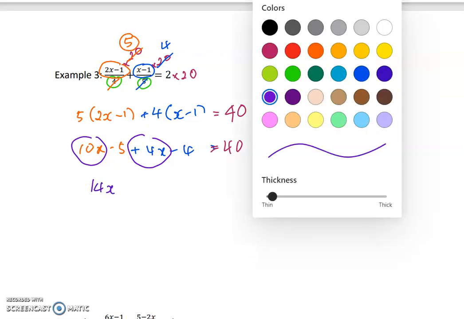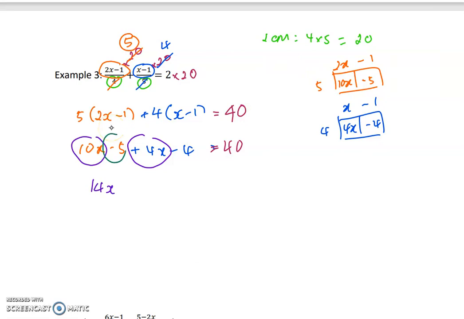Alright, and we will have negative 5 and negative 4. You can press your calculator, it will give you negative 9. Alright, on the right hand side, it's just 40, no difference.